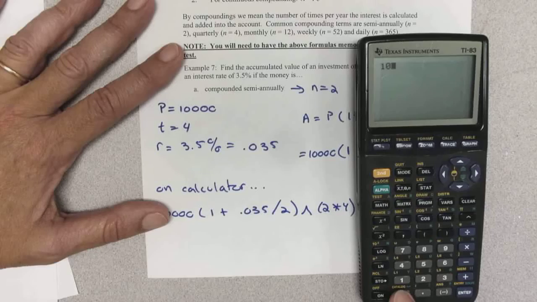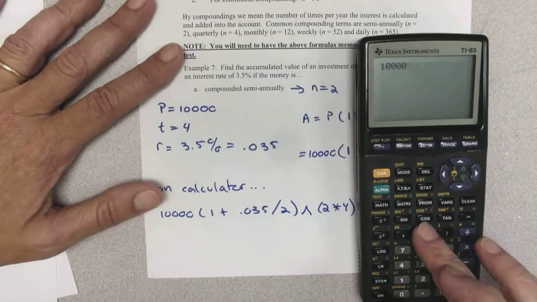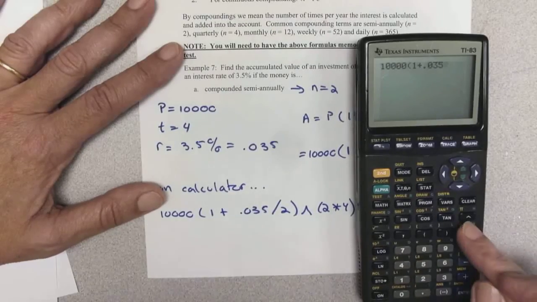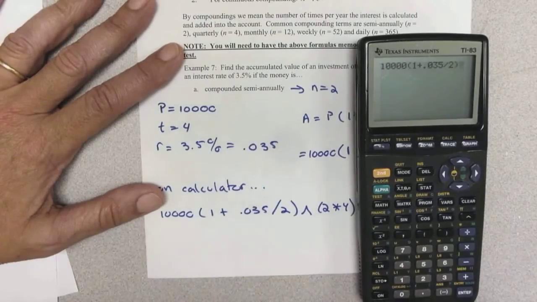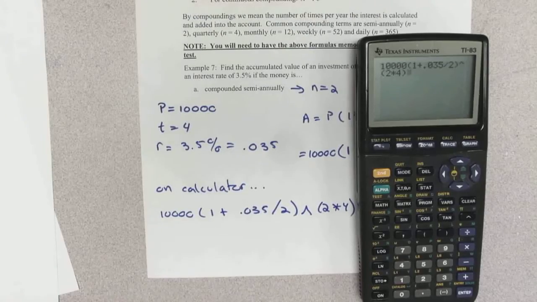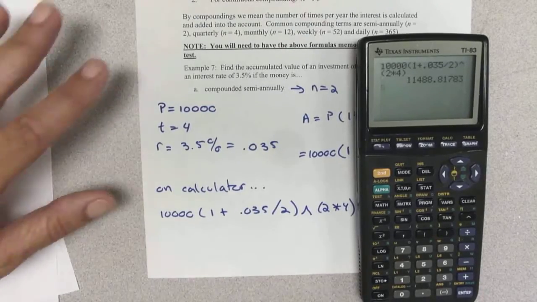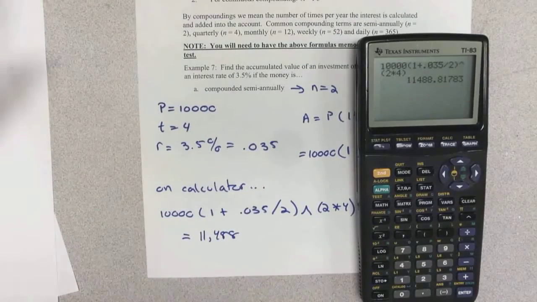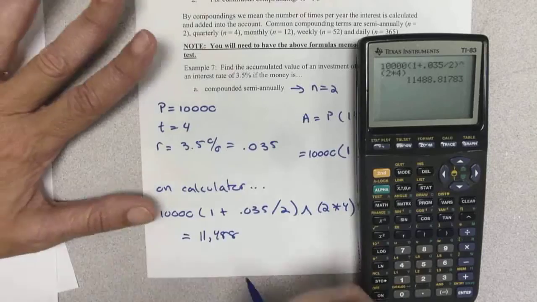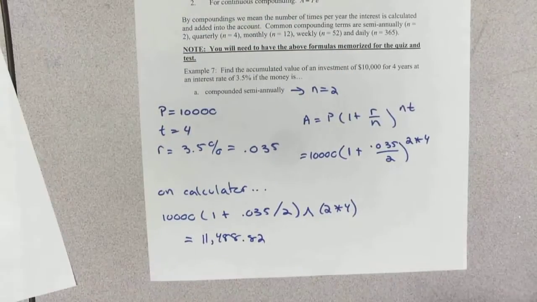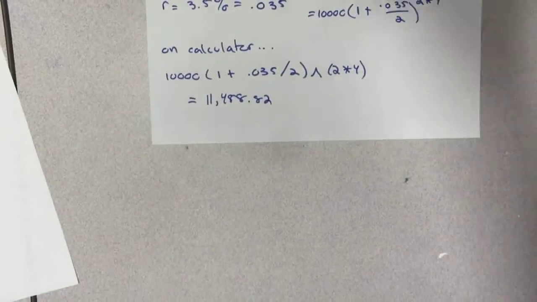So 10,000, 1, 2, 3, 4. There's 10,000, parenthesis, 1 plus 0.035 divided by 2 in the parenthesis. Exponent, whatever you need to do for the exponent, and when in doubt, use parentheses. So I'm going to put my exponent in parentheses and hit enter. And we get 11,488. This is money, so round to 2 decimal places, .82. Do the next one.